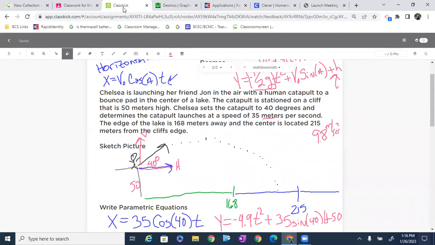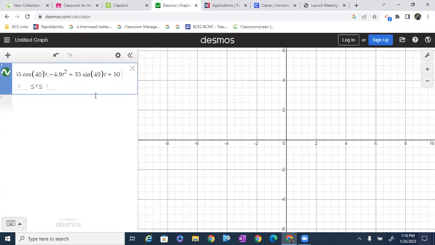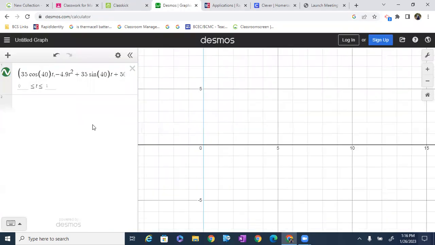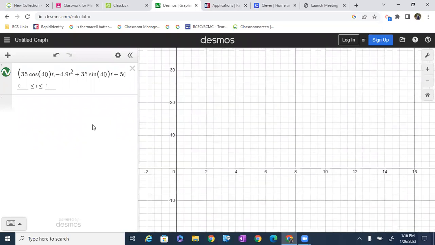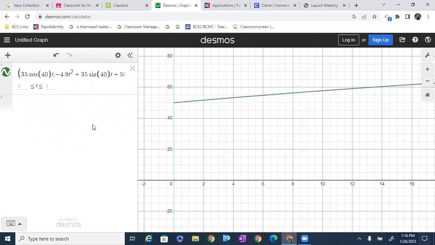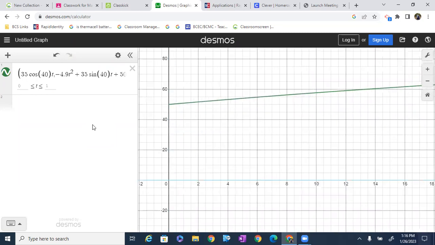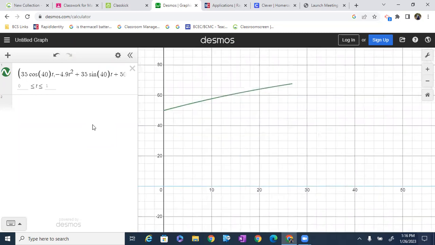And what we're going to do is focus on getting this graph into Desmos. So with that being said, you're going to look at it and say, well, do I see much of anything? Well, I know the initial height is 50. It looks like it's going out, and then it just stops.